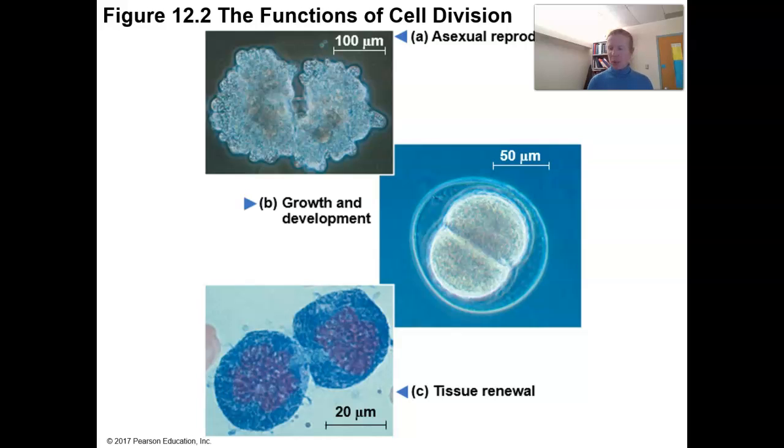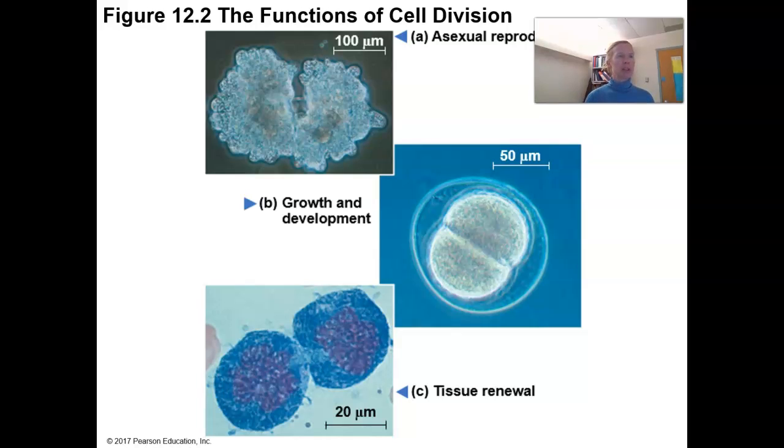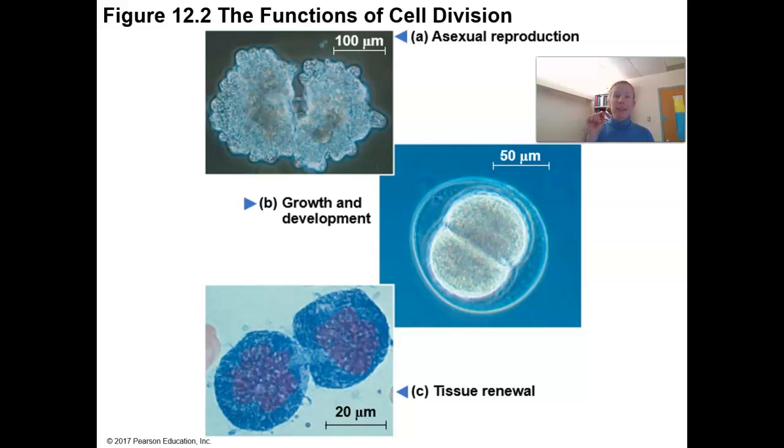A couple things to keep in mind here. Depending on what organism we're looking at, this cell division might have very different purposes. Up in this top picture, we are showing that in a unicellular organism, when a cell divides, it's actually reproducing the entire organism. That would be asexual reproduction, two brand new organisms.